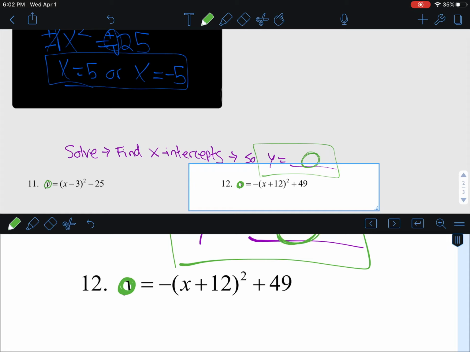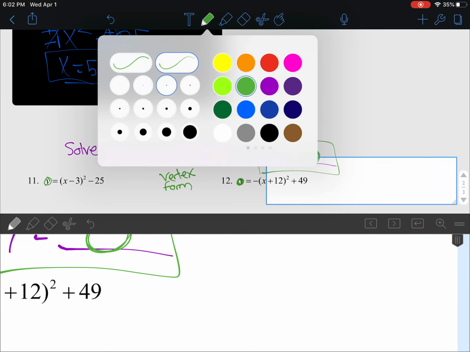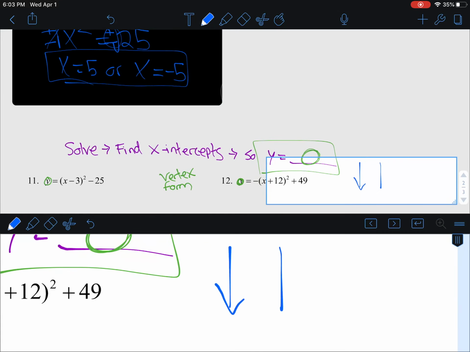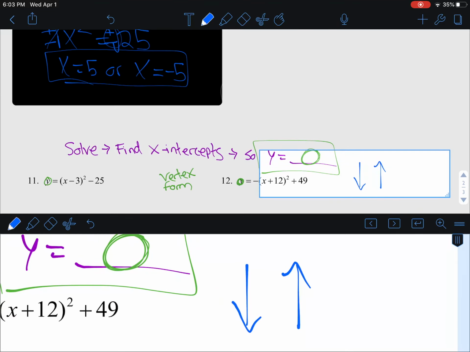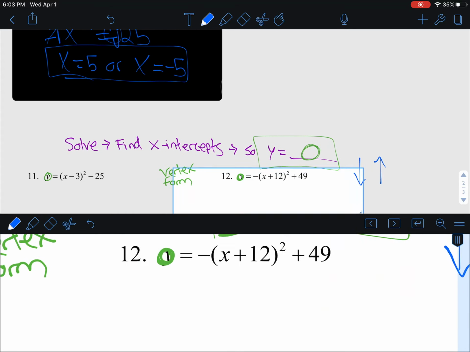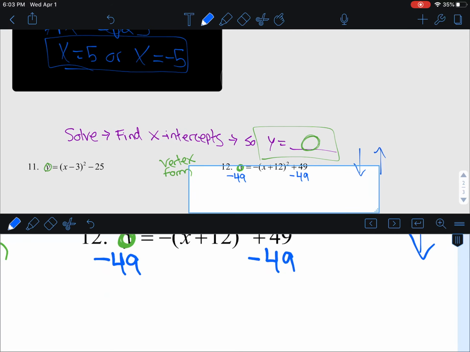Now, if you look at number 12, this is not standard form. There's not A, B, and C. This is actually vertex form, so you have to be a little bit more careful. This is what we did before we had our break. Now, again, if you want to do it the old way with arrows, you can. So it'd be like x plus 12 squared times negative 1 plus 49 equals 0. And then you do your inverse. Or you do it the traditional way, meaning I'm going to get x by itself. So the first step here would be subtracting 49 on both sides.